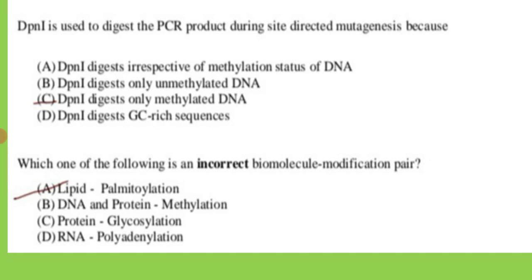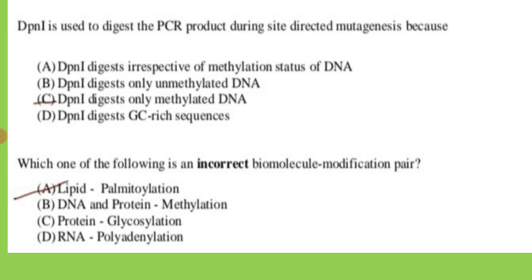Hence, DpnI is frequently used after a PCR reaction to digest the methylated parental DNA template and select for the newly synthesized DNA containing mutations. So it is used in PCR for site-directed mutagenesis as it digests only methylated DNA. So option C is the answer for this question.